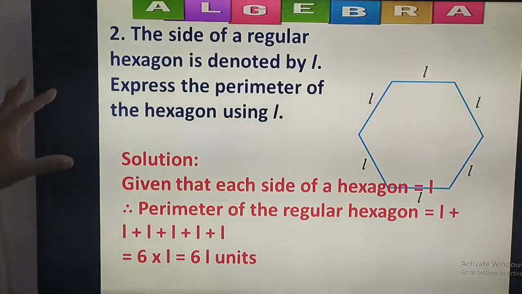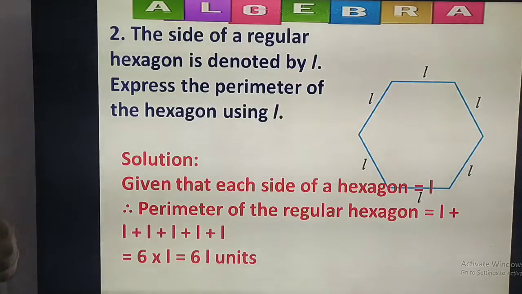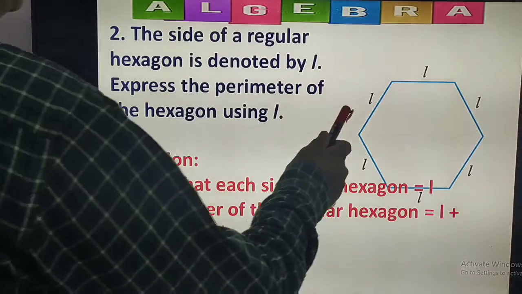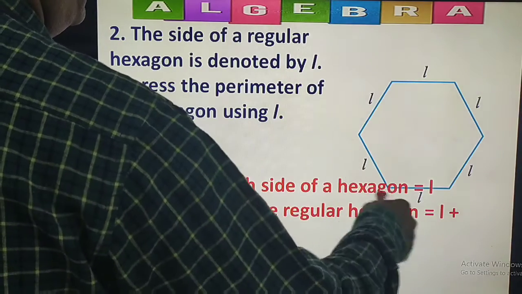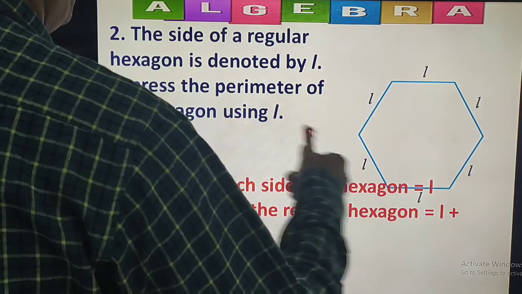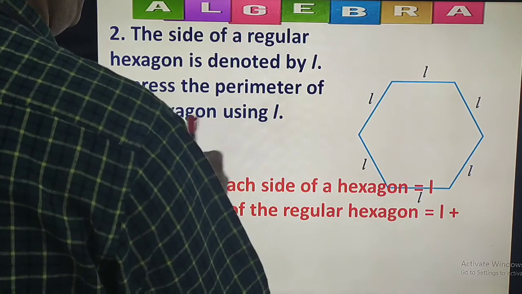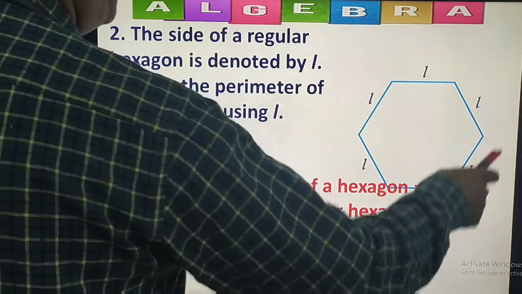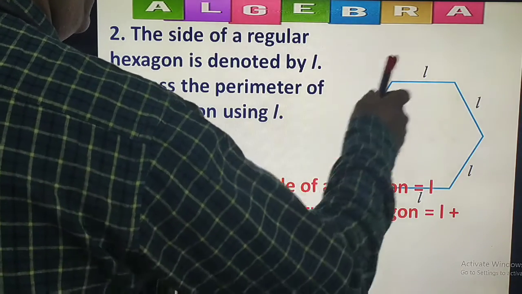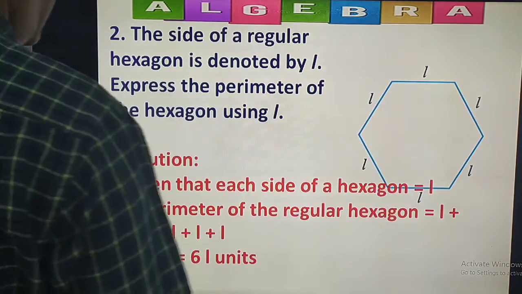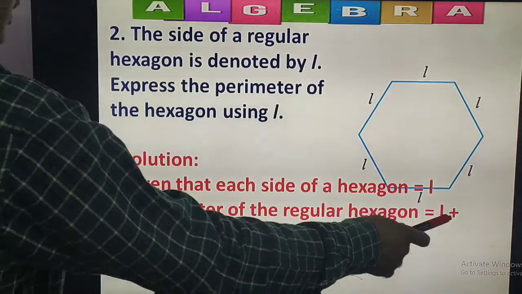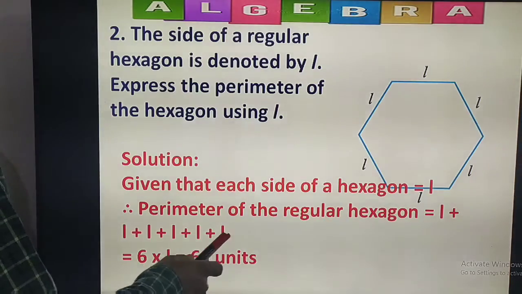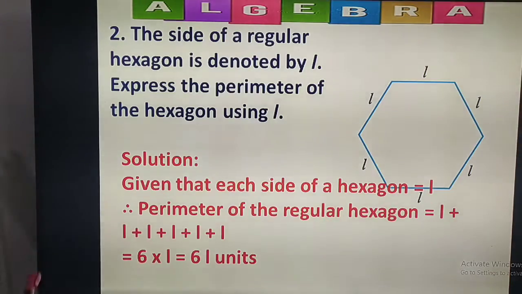Now the second problem is one that we have already seen. For a regular hexagon having length of each side L, we have to express the perimeter of the hexagon in terms of L. A hexagon consists of 6 sides, each having length L. Then the perimeter of a regular hexagon is L plus L plus L plus L. How many times? 6 times. Means it is 6L. So the perimeter of a regular hexagon in terms of L is 6L units.